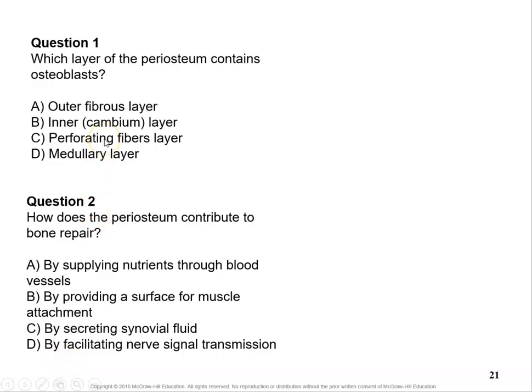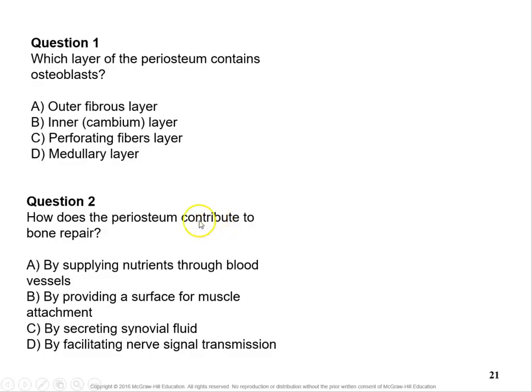Okay, so which layer of the periosteum contains osteoblasts? Is it going to be the outer fibrous layer, the inner, or also called cambium layer, the perforating fibers layer, or the medullary layer? Well, C and D don't exist really, so it's going to be B, the inner layer. Remember that the inner layer is cellular, so it's going to contain the osteoblasts.